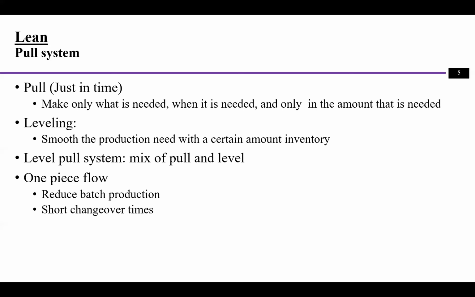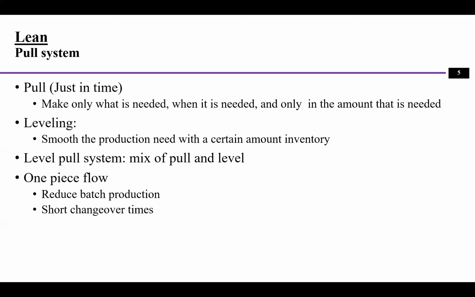So that's called leveling. So it means that smooth production needs a certain amount of inventory. And so people started to create that kind of a level pull system, which is a mix of a pull and level system to utilize both the advantages of these two concepts.